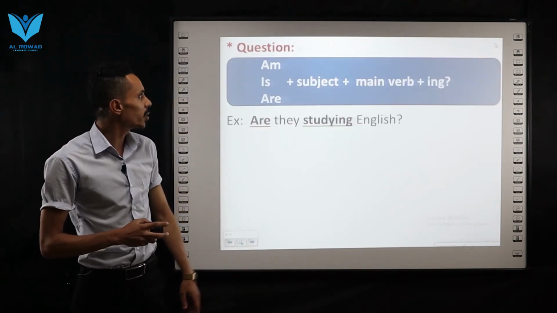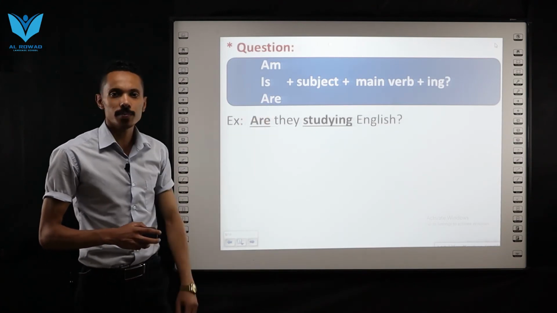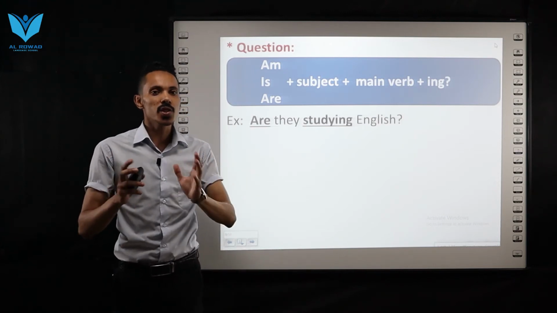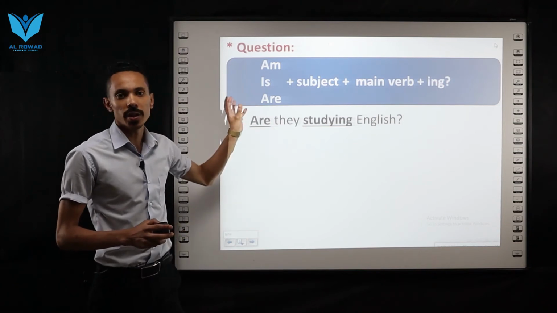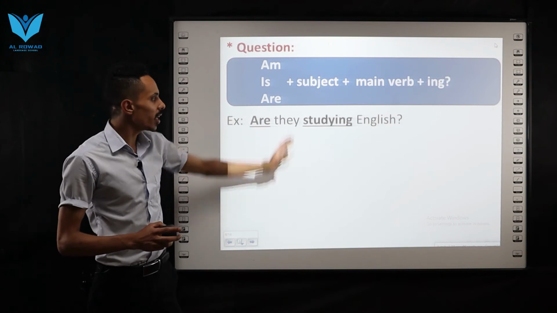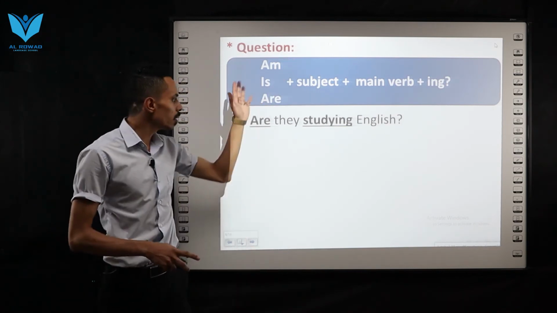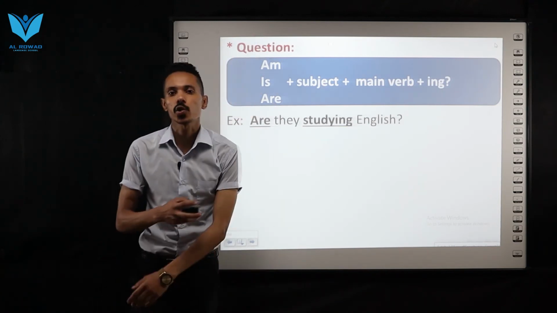For another example, in the question form, are they studying English? In the present continuous, the helping verb is not do, does, did. It's verb to be: am, is, are. So, helping verb am, is, are, subject they, verb studying, object English. Helping verb are, subject they, verb studying, object English.